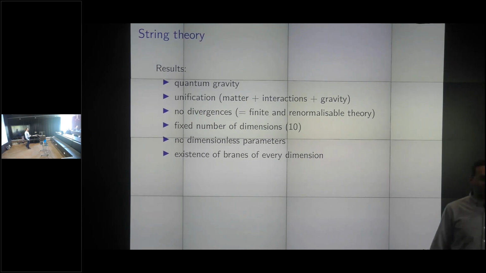You get also a fixed number of dimensions, so it's very rare to have theories which predict the number of dimensions. Okay, it's 10, which is bad. I will come back to this just after. You have no dimensionless parameters, so you just have one big theory, and from this you can in principle deduce everything.